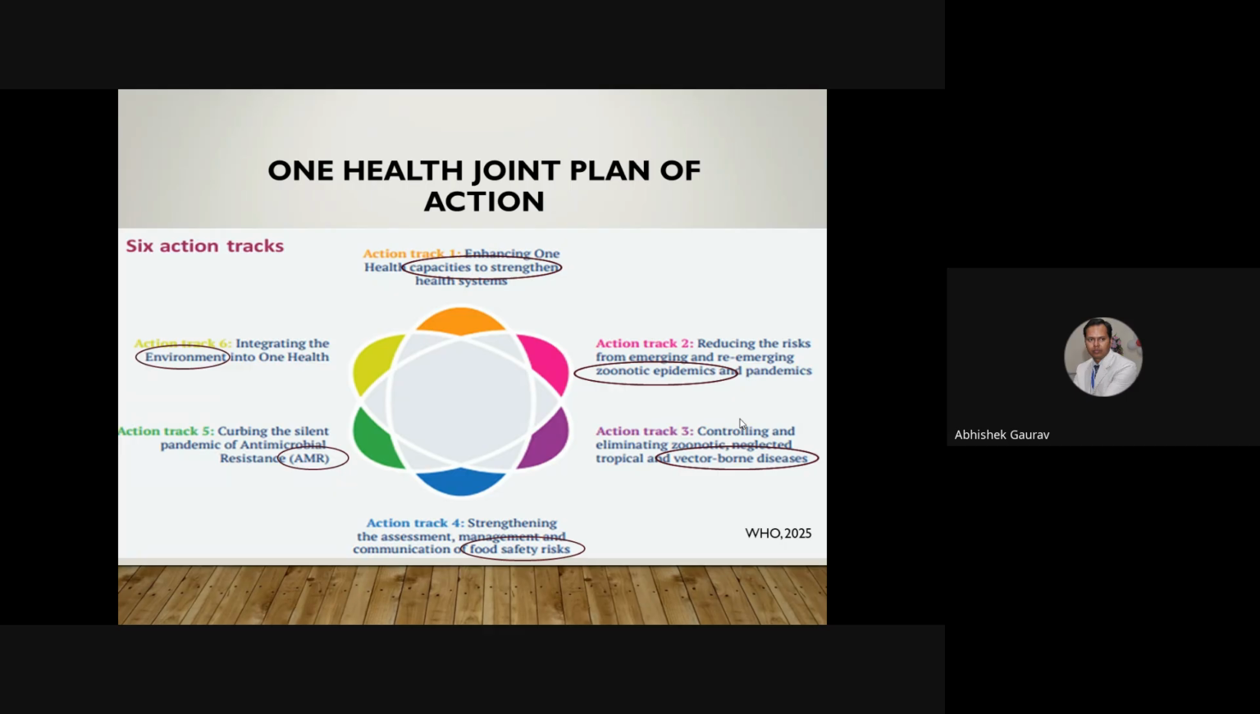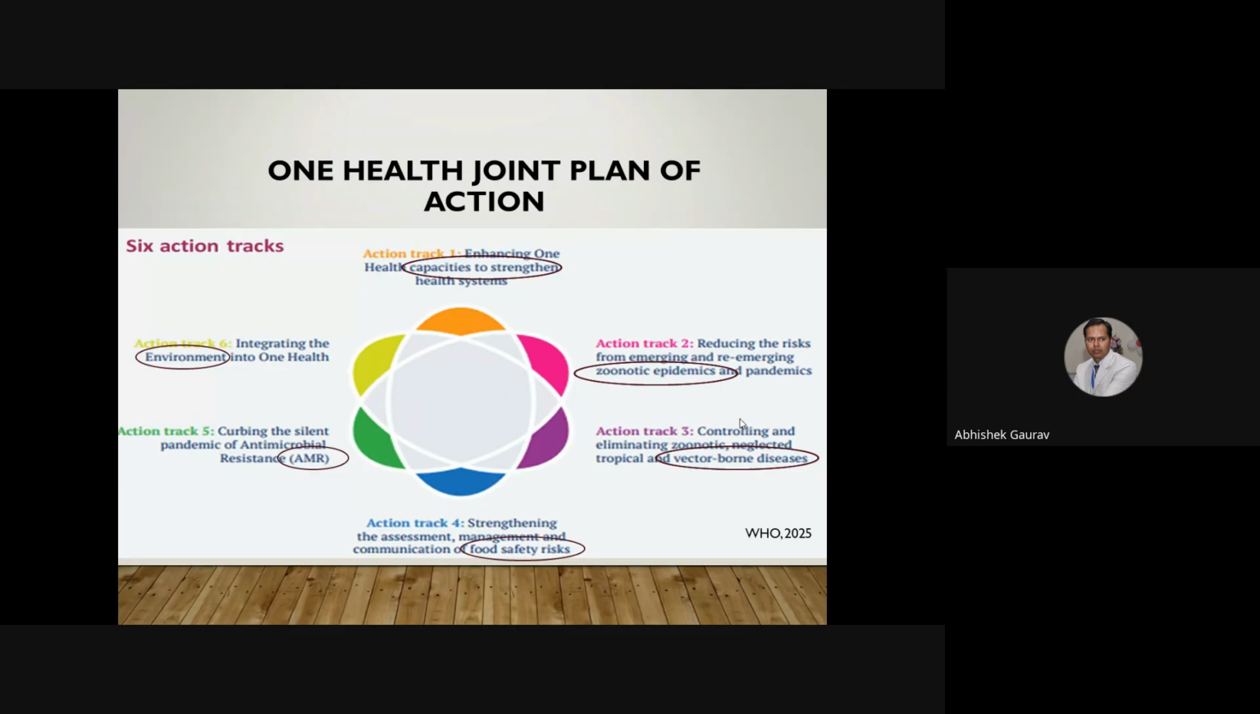So first action is capacity building. Second action is reducing the risk of zoonotic epidemics or pandemics. Third is prevention and control of vector-borne diseases. Fourth, we have to mitigate the food safety risks. Fifth, we have to prevent the AMR.